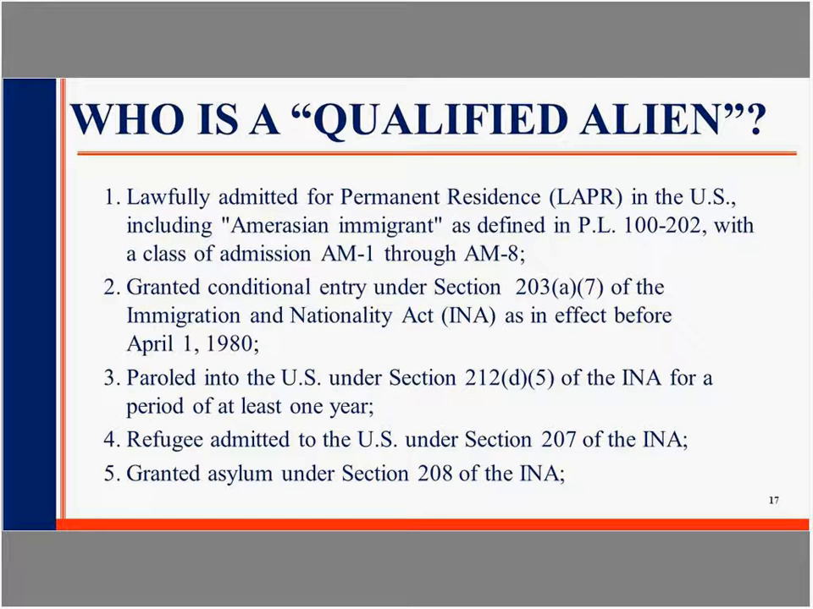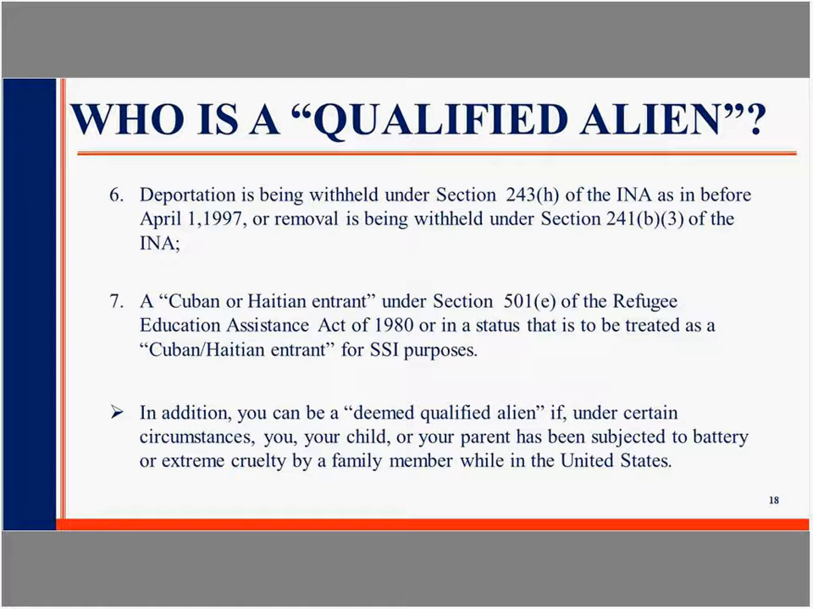Paroled into the U.S. under Section 212D5 of the INA for a period of at least 1 year. Or a refugee admitted to the United States under Section 207 of the INA. Or asylum under Section 208 of the INA. That with deportation being withheld under Section 243H of the INA, as in before April 1st, 1997, or removal is being withheld under Section 241B3 of the INA.